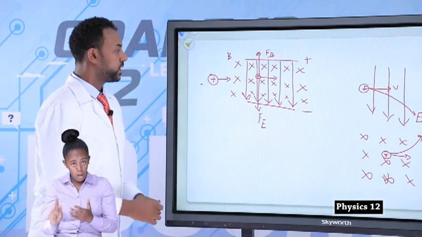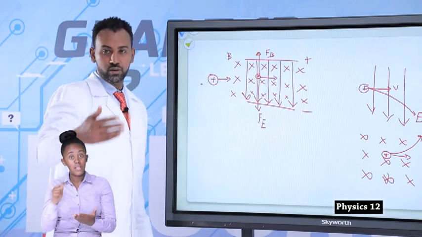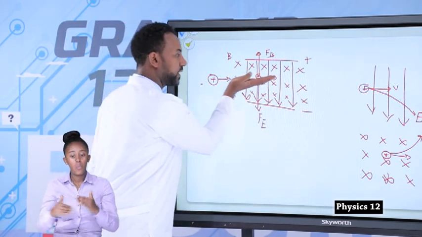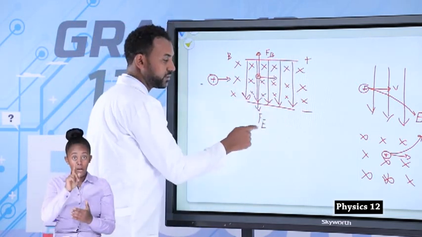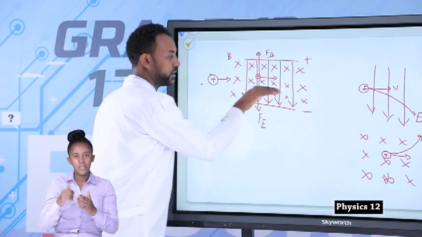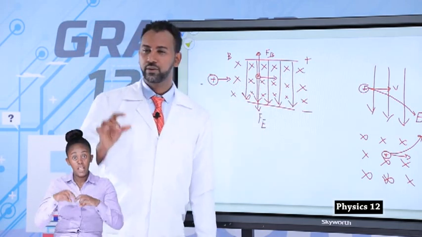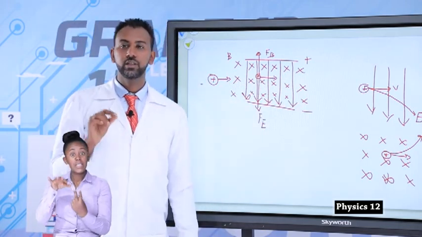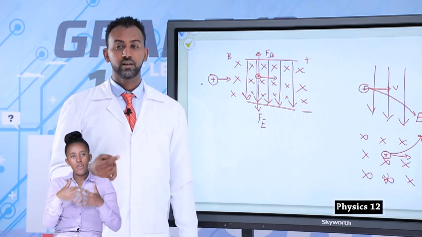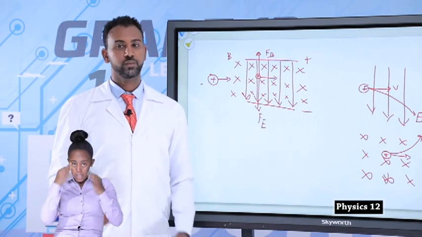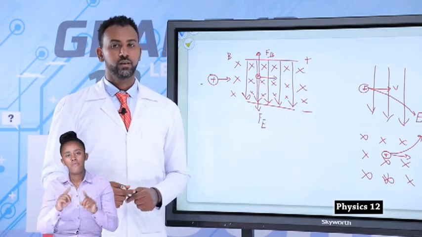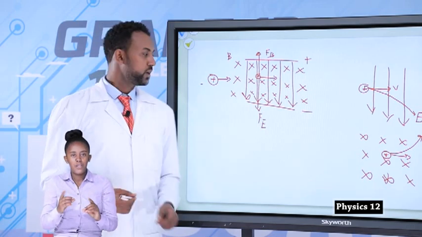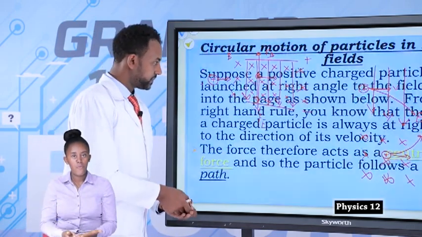Okay? So if the magnetic force is greater than the electric force, it tends to move upward. If the electric force is larger than the magnetic force, it tends to move downward. So the velocity selector is a device which is used to determine the velocity of different particles. How do we do that? Let's try to find it here.